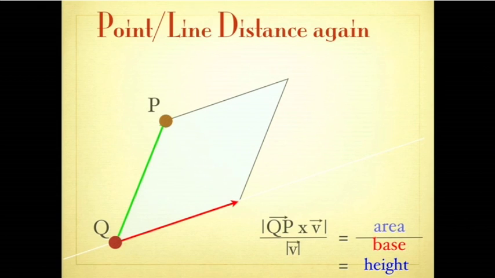If you build this parallelogram, and so this is qp and this is v, the vector inside the line, and then you look at this cross product, that gives you an area, and if you take the area and divide by the base length, you get the height. And so you can remember this formula, but it's just area over base, something you have known since eternity.